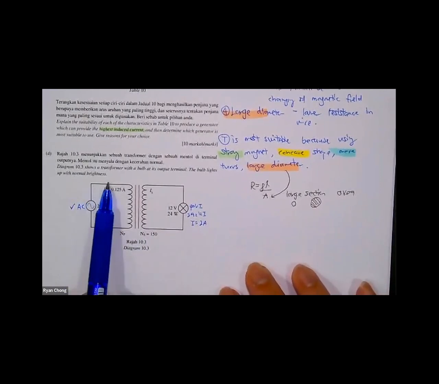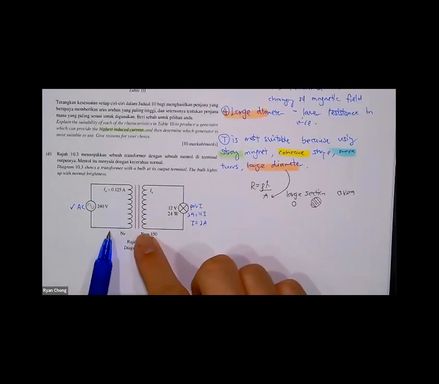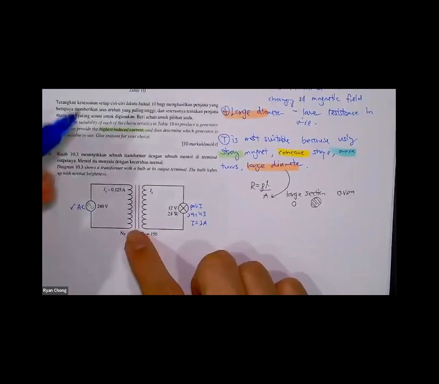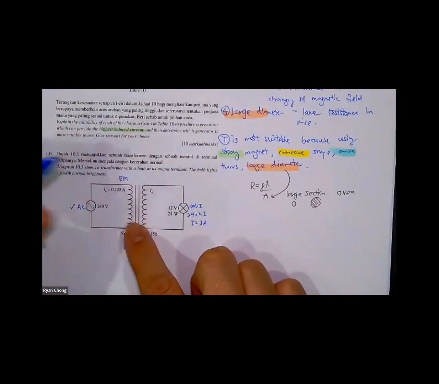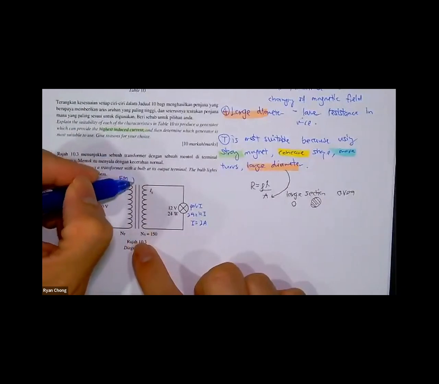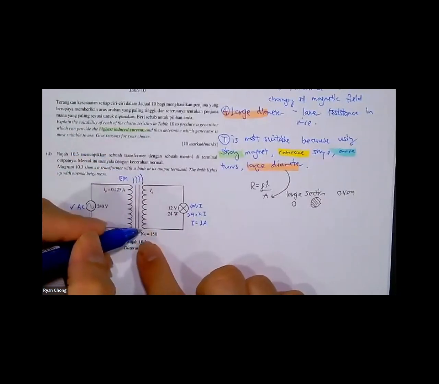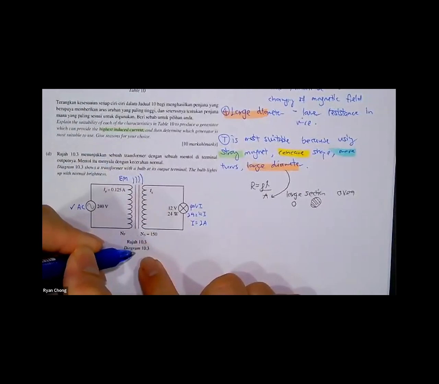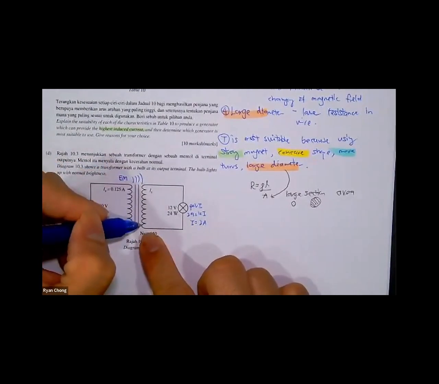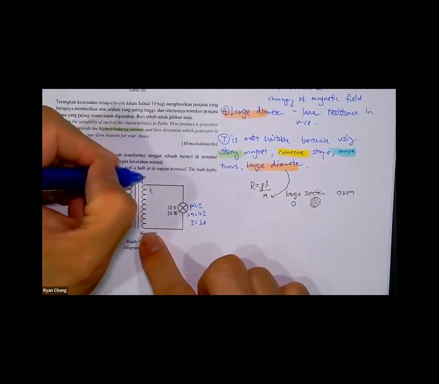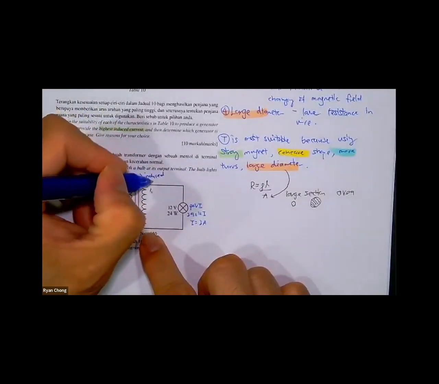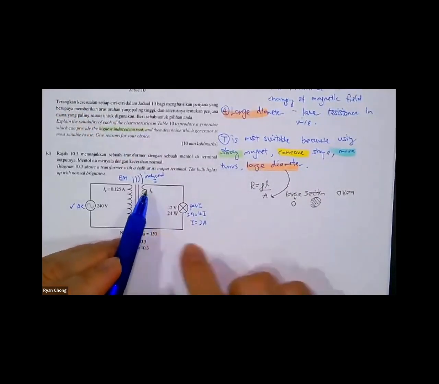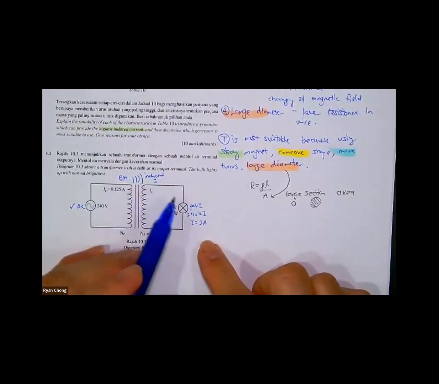When AC passes inside your primary coil, it will produce an electromagnet. Why? Current in a solenoid will produce an electromagnetic field. This electromagnetic field travels and interacts with the secondary coil. When the magnetic field interacts with the secondary coil, you will have a changing magnetic flux. That's why you produce the induced current. So induced current flows in the secondary coil. That's how a transformer functions.